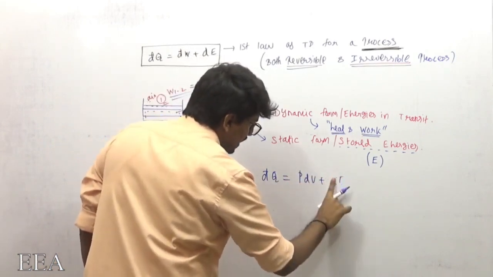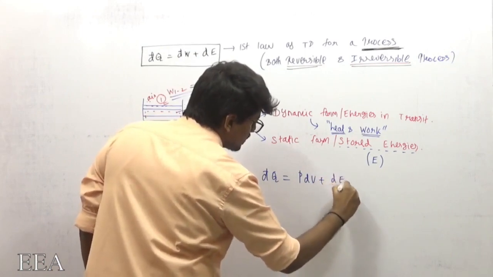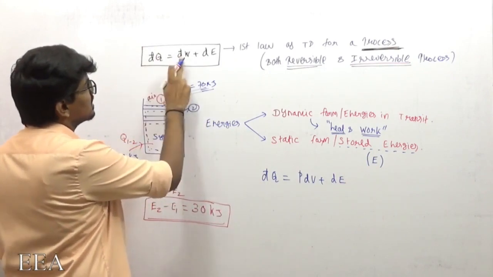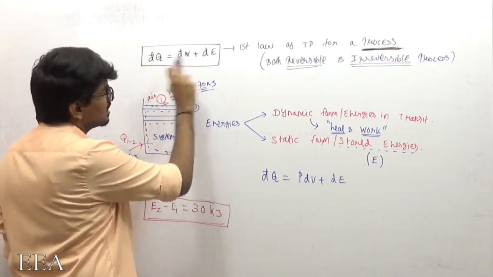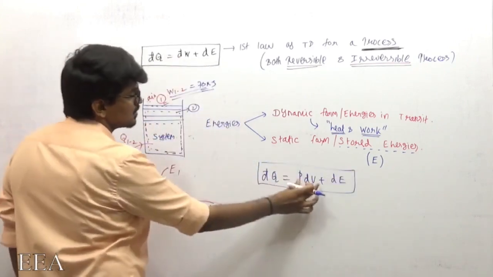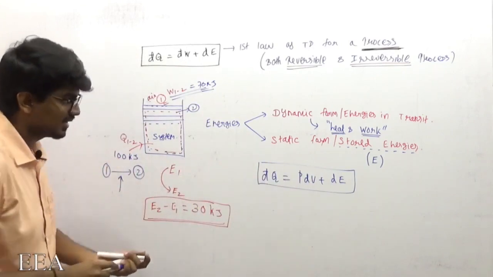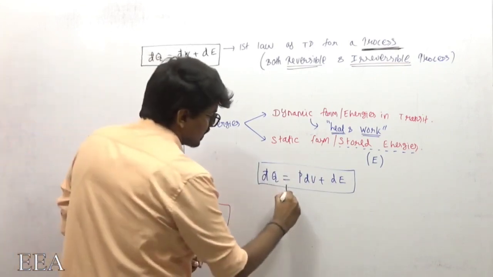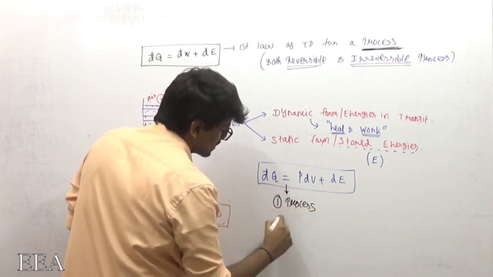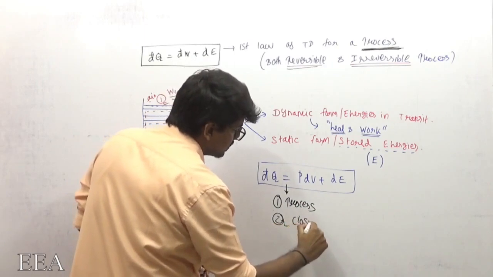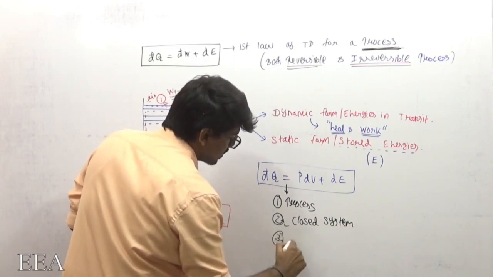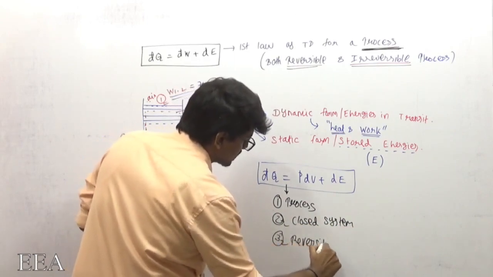Sorry, this is d. I have to be careful about that. E is d. When you are using E, you need to use d only. Inexact differentials are mentioned with d dash, and exact differentials are mentioned with d. So what about this equation? What I did here: in place of d dash W, I substituted PdV. Where is this applicable? Very simple. It is also applicable to a process, because this is the first law of thermodynamics for a process. But it is applicable only to a closed system, and moreover only to a reversible process.